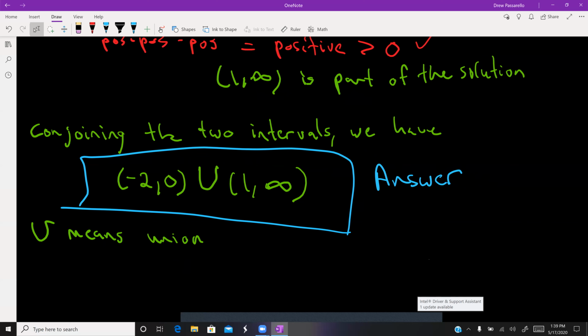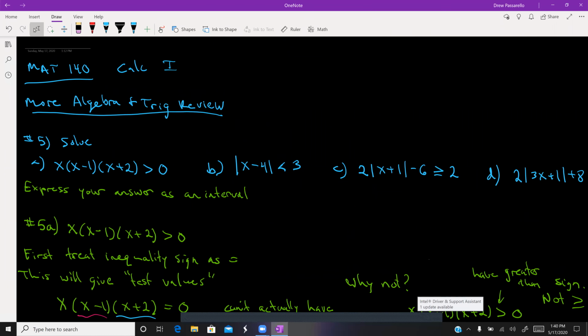Throughout this course, I'll be using union. You might see something like this, which means intersection. I didn't use the intersection sign because -2 to 0 and 1 to infinity don't intersect anywhere. All right, that's how I did that problem. Now I'm going to move on to the next type of inequality problem, and these next ones have absolute value signs.